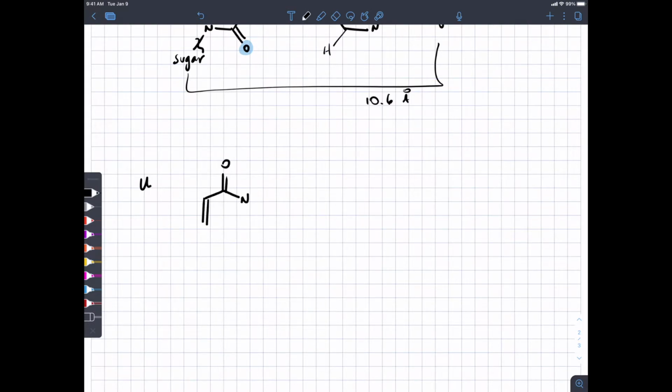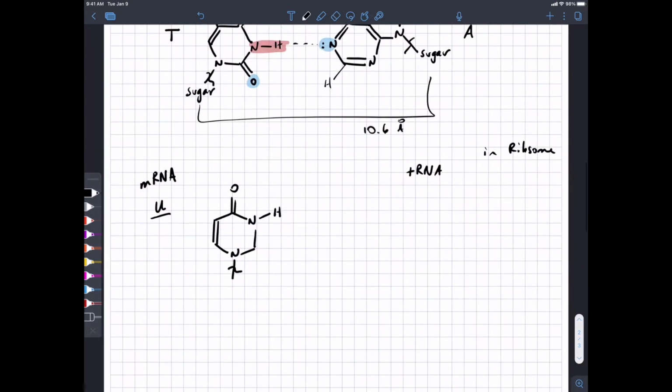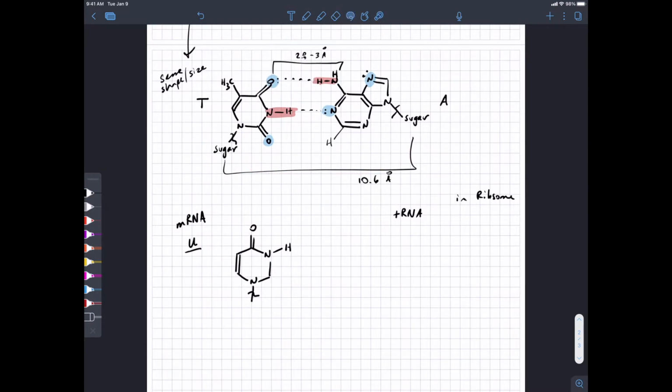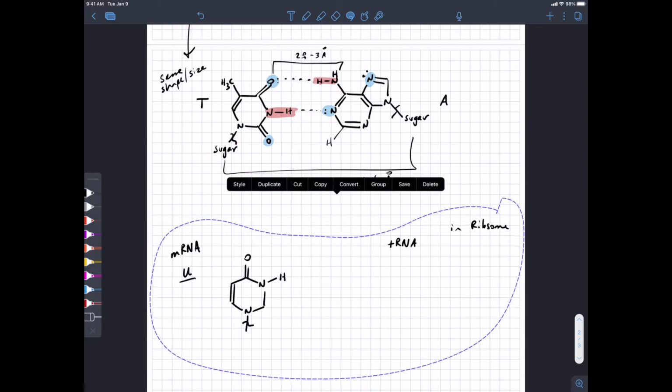So keep in mind that this is a base pair between a coding strand of mRNA and a tRNA in the ribosome. And under such situations, you can have a uracil. And so the geometry here is going to be different between sugar phosphate backbones, and it's not exactly going to be a double helix. We could look at a crystal structure of this if we wanted to, but we won't.